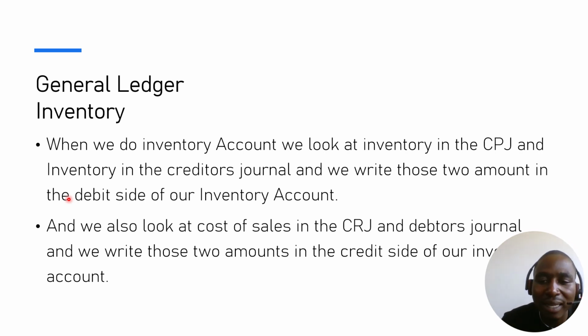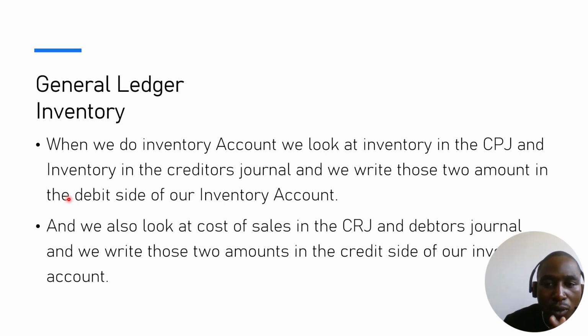Now, the inventory in the CPJ is the inventory that we have purchased on cash, and the inventory in the creditors journal is the inventory that we have purchased on credit. Those two inventories need to go to the debit side of our inventory account. They are increasing our inventory. When we are purchasing inventory, it means there is more inventory coming into the business. So those two amounts need to go to the debit side of our inventory account.